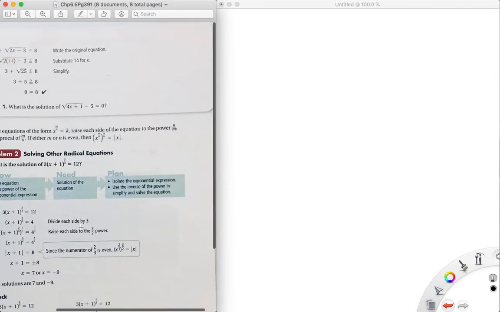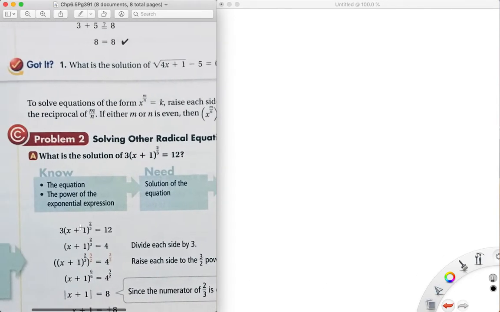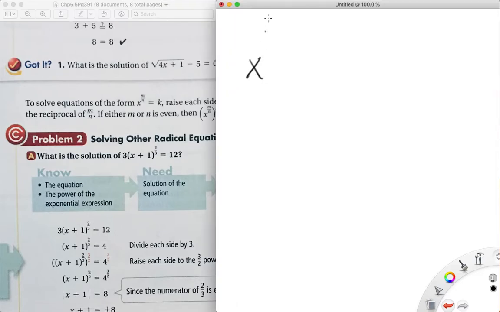If you have some expression x raised to a rational exponent and it equals an answer, in order to solve, we have to raise each side to the reciprocal, so that's n over m. What you do on one side, you do to the other, n over m. These cancel, and I'm just left with x.